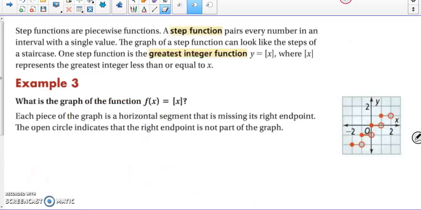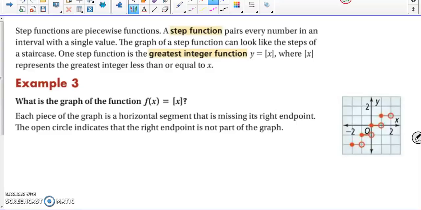Step functions are also examples of piecewise functions. A step function pairs every number in the interval with a single value. So, the graph of a step function can literally look like steps of a staircase. An example of a step function is called the greatest integer function. And the greatest integer function represents the greatest integer less than or equal to that x value. So, we are going to look at the graph of f of x is equal to the greatest integer function.